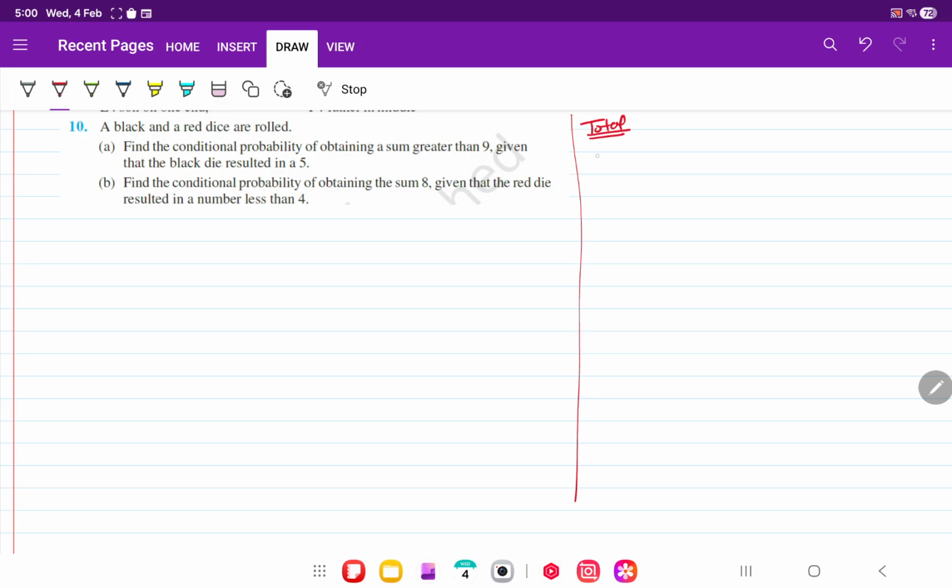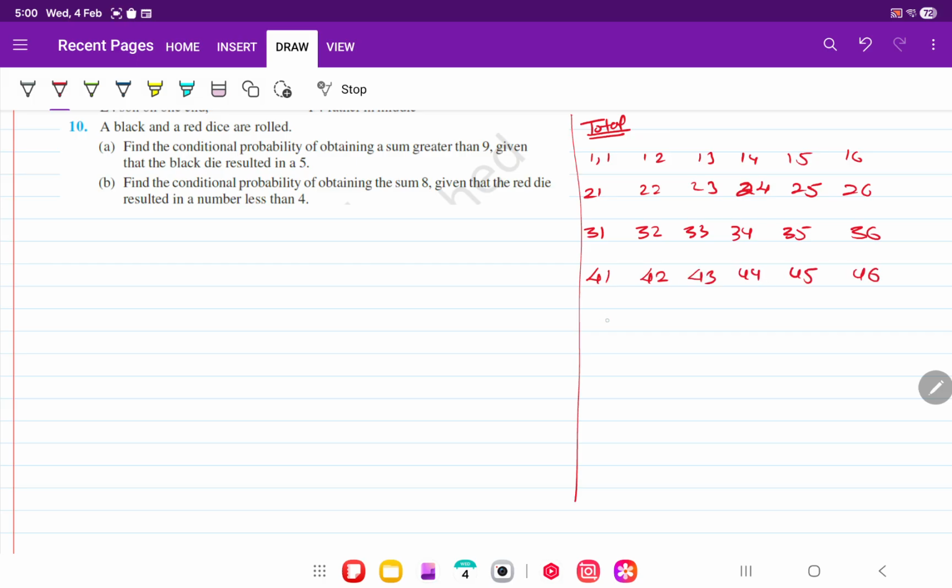Total possible cases may be 1 1, 1 2, 1 3, 1 4, 1 5, 1 6. First die shows 1 and on the second there may be 1, 2, 3, 4, 5 like that. 2 1, 2 2, 2 3, 2 4, 2 5, 2 6. 3 1, 3 2, 3 3, 3 4, 3 5, 3 6. You make it with me first time. 4 1, 4 2, 4 3, 4 4, 4 5, 4 6. Then 5 1, 5 2, and so on. Then 6 1, 6 2, 6 3, 6 4, 6 5, 6 6.